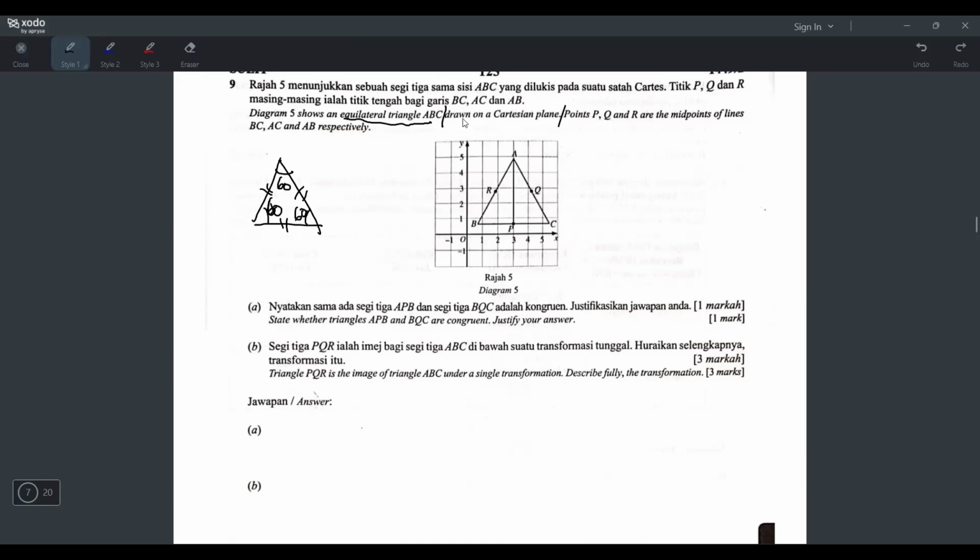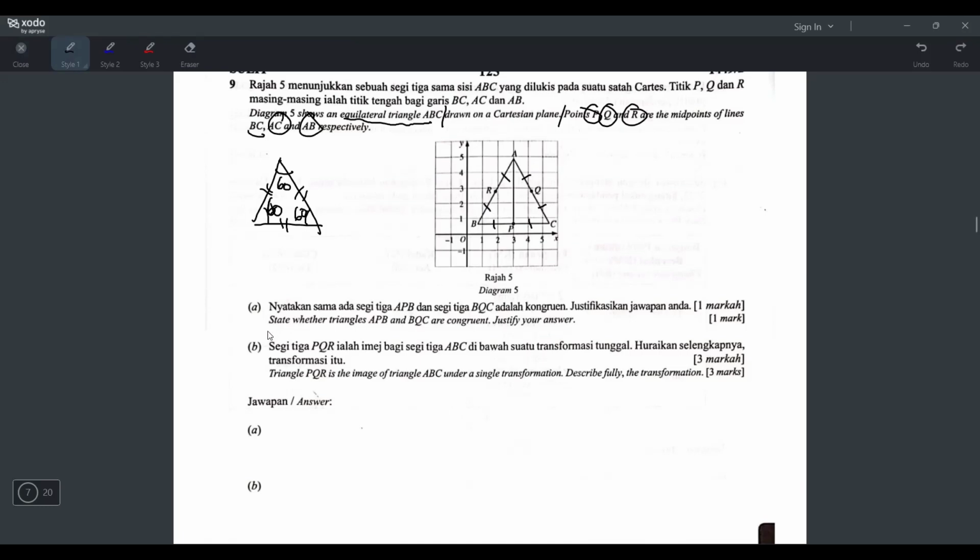Okay, next one they say PQR are midpoint of line BC, AC, AB respectively. So P is the midpoint of BC. Let's check. P midpoint of BC. Okay, ngam. So it means this one sama lah. And point Q is the midpoint of AC, right? So this one and this one sama, right? But since this is an equilateral triangle, it means that the whole AC panjang and the whole BC panjang is same, right? So the half of it will be same also. So actually I can just buat macam ni, and then R is the midpoint of AB, so same lah. Okay, it means this panjang all same.